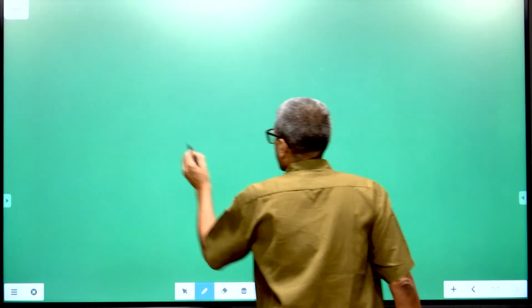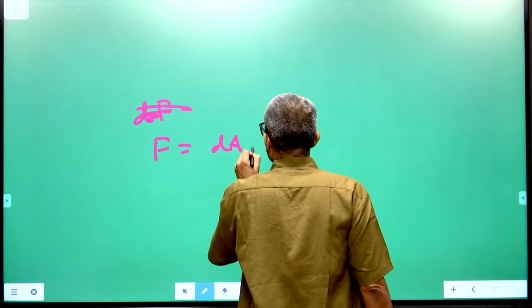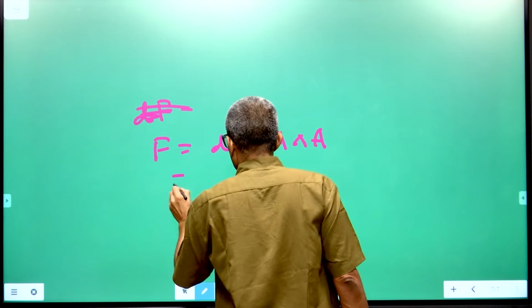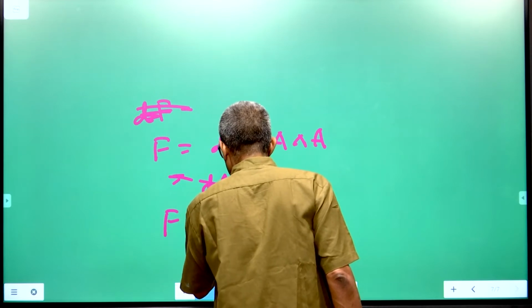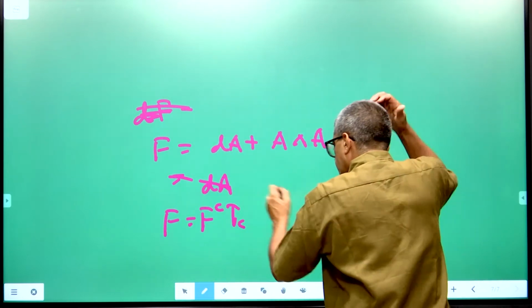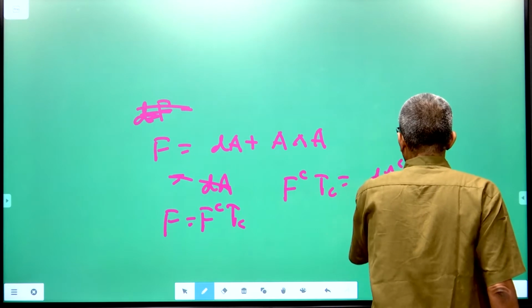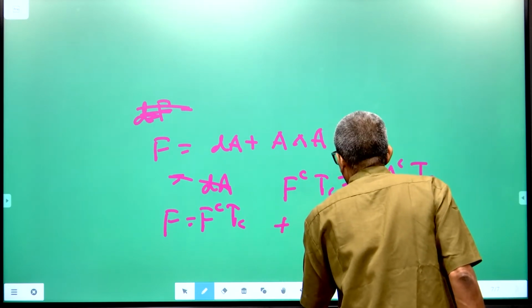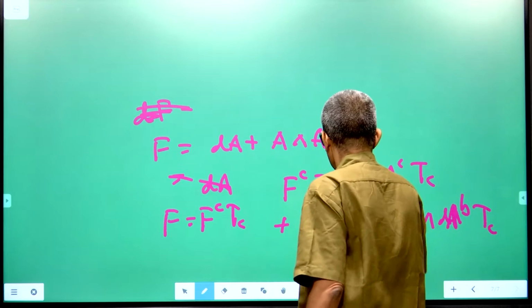So, in other words, you can write the field tensor as F = dA + A wedge A, which is the same as dA plus the wedge term. In coordinate form, if you write F = F^c T_c, where the T_c are the generators of the Lie algebra, then you can see that F^c T_c is equal to dA^c T_c plus f^c_{ab} dA^a wedge dA^b into T_c, because when you take the commutator it becomes this sort.